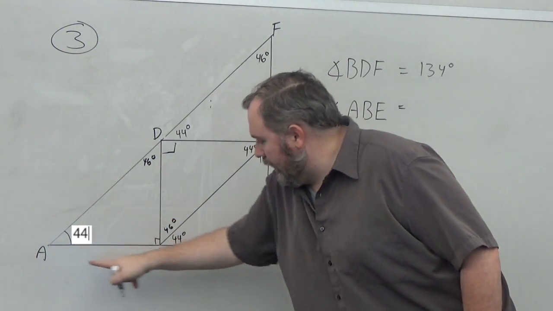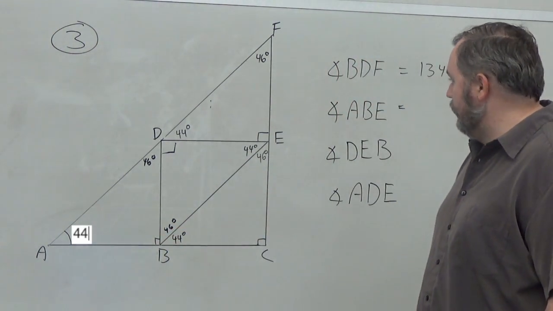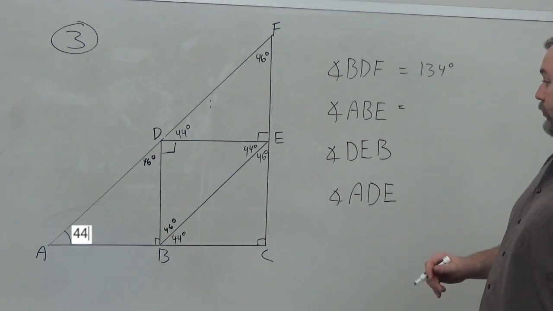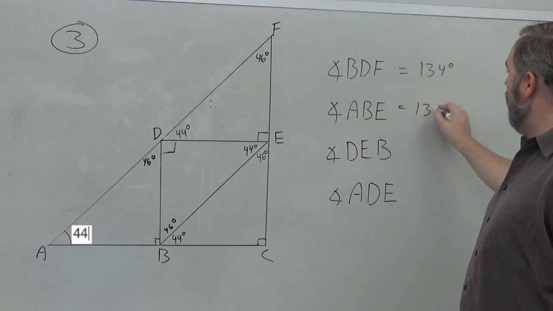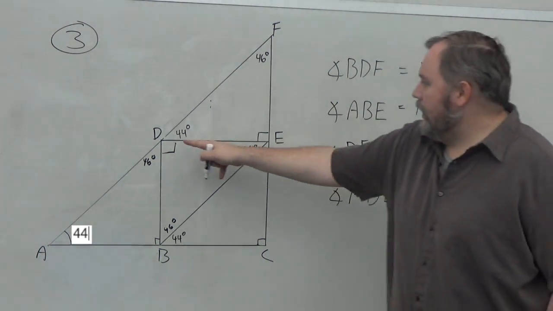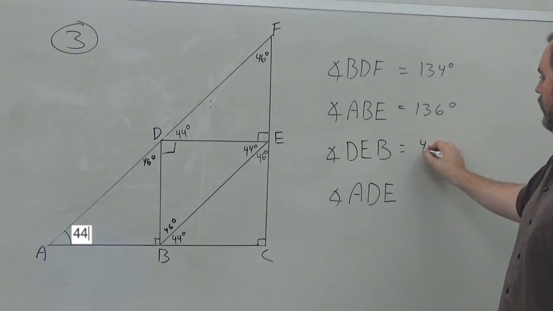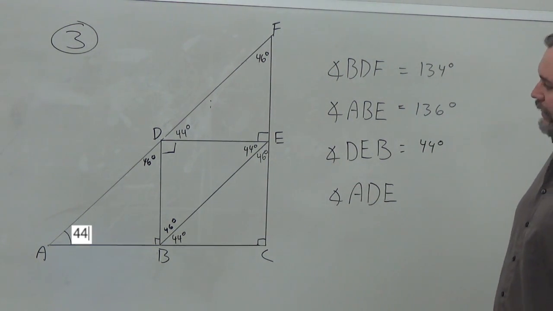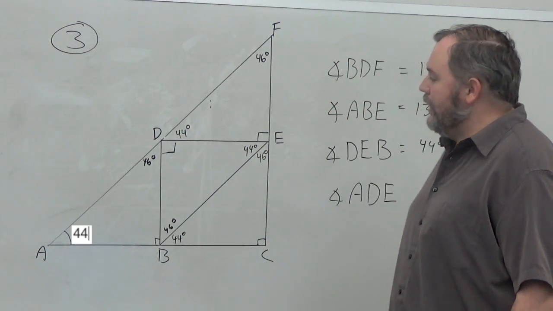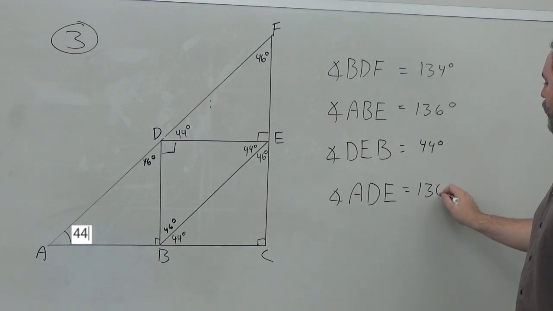ABE. So I know that this angle is 90, this angle is 46, and since they are adjacent, we can add them. So 90 plus 46 gives me 136 degrees. DEB. Well, I've already got it. DEB is just 44 degrees. ADE, so A, D, E. Well, there's 46, there's my 90, and since they are adjacent, we know that they add up to 136 degrees.